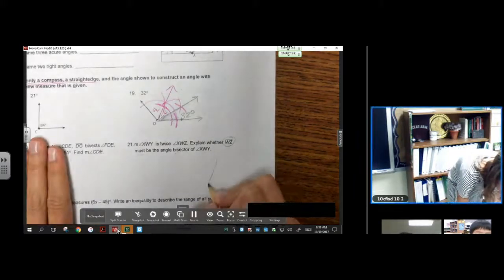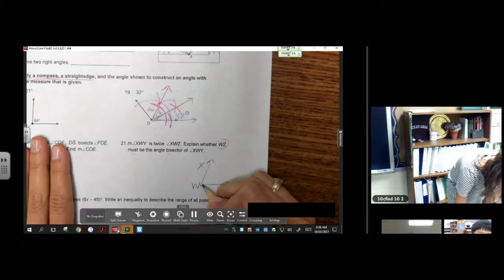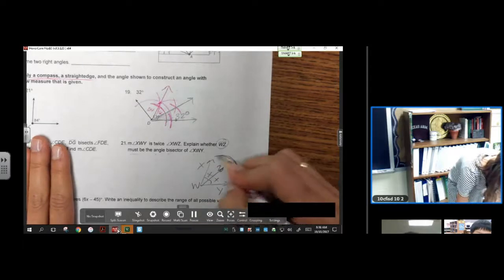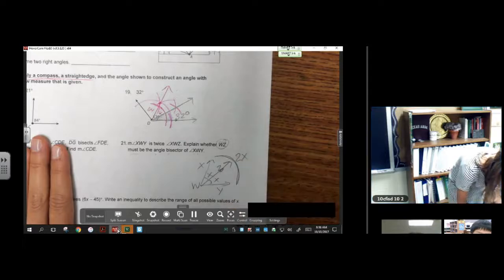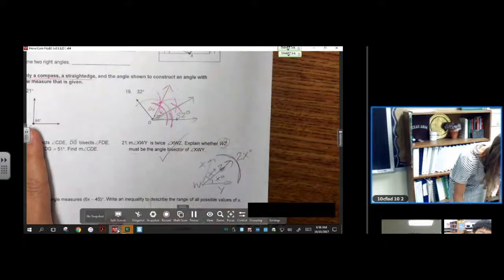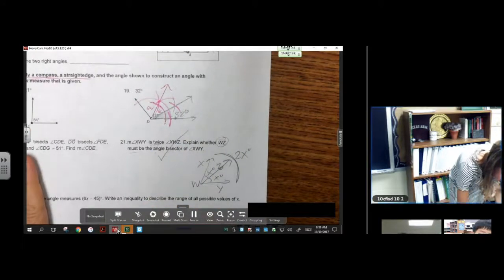So we've got XWY is twice XWZ. So this is x, and XWY would be double it. It would be 2x degrees. These are degrees. So in my example, it perfectly checks out. XWY is twice this angle, and this angle is the bisector. It cuts it in half.